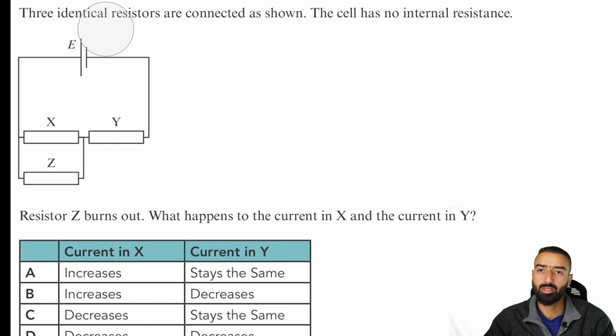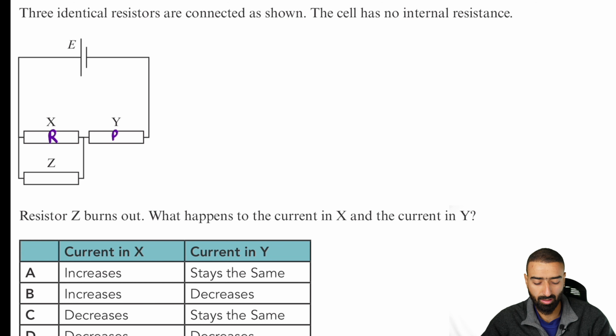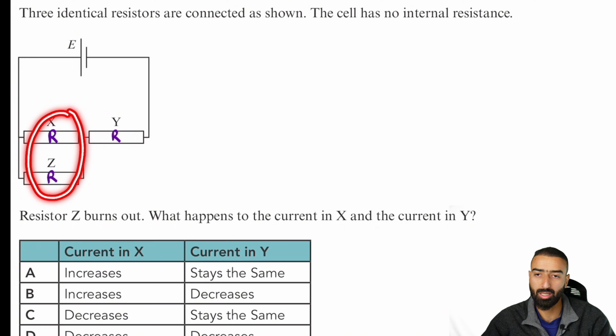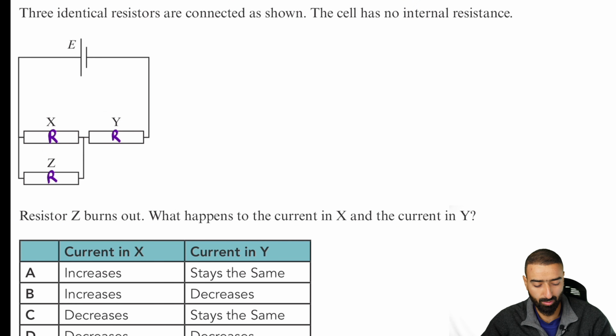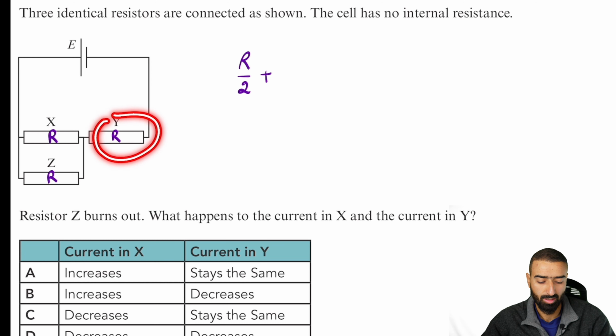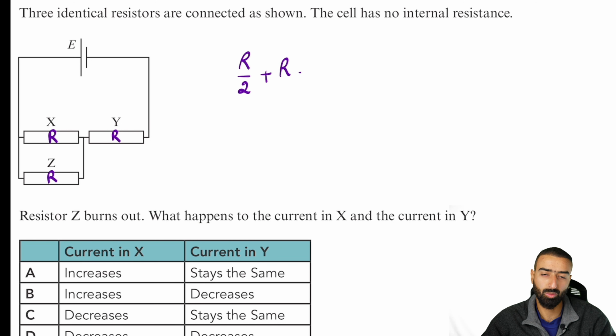Three identical resistors are connected as shown. The cell has no internal resistance. Resistor R burns out. What happens to the current in X and the current in Y? Let's say the resistance of each section is R. Then the resistance of this parallel combination is R over 2, and it's in series with the Y resistor. So the total resistance is R over 2 plus R, that is 3R over 2.